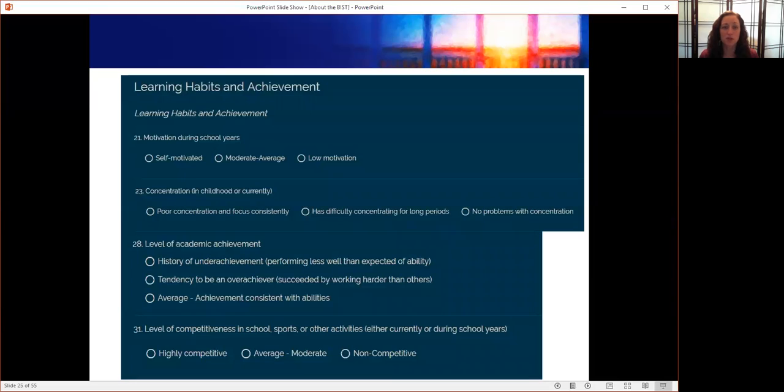So for example, here's just a couple of questions taken out of the learning habits and achievement section. Your motivation during your school years: were they self-motivated? Low motivation, or kind of average? Concentration: poor concentration consistently, difficulty focusing for long periods, or no real problems with concentration. You can screen for underachievement academically, overachievement, or if they were generally consistent with their abilities. In a previous paper version of this test, each of these would be an individual question, sometimes multiple times throughout the test. From the patient perspective, that just doesn't look as professional and polished as we want it to, not to mention that it wastes their time.